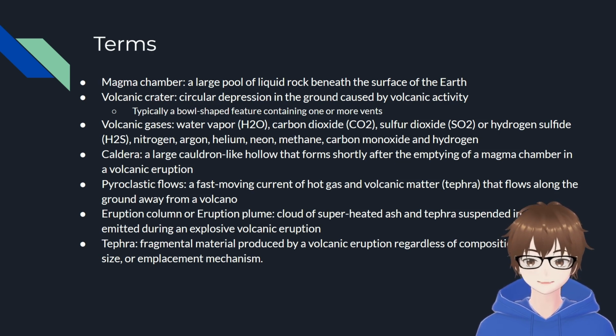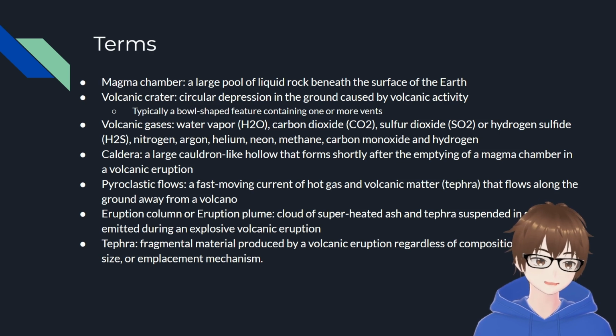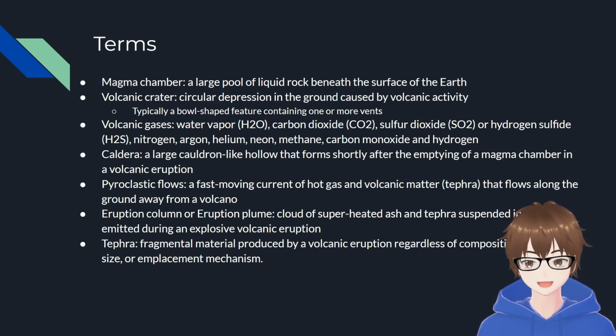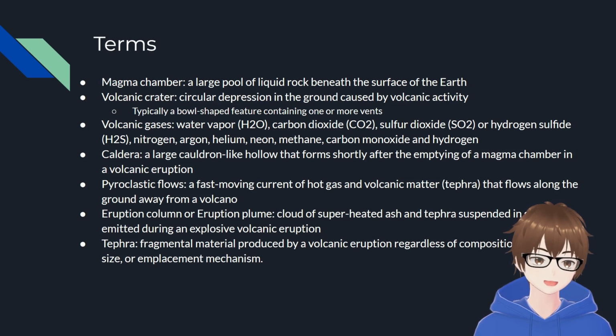So, there are a lot of things about volcanoes that we're going to be going over, but I thought first off we should probably start out with some terms that I'm going to be saying, because I will try to elaborate on them whenever we actually talk about them, but if I don't, this will be a term list of different things that I'm going to be talking about. So, magma chamber, we already looked at it. It is a large pool of liquid rock beneath the surface of the Earth. The volcanic crater is a circular depression in the ground caused by volcanic activity. It's typically a bowl-shaped feature, and it contains one or more vents.